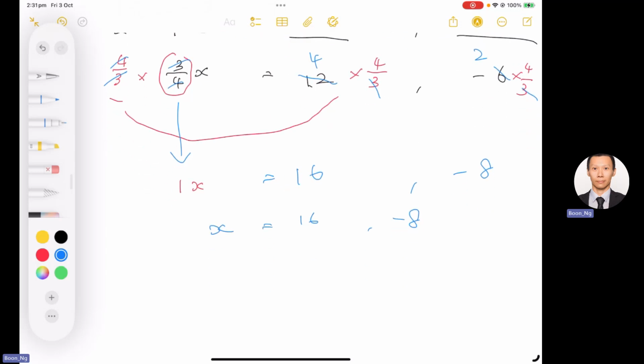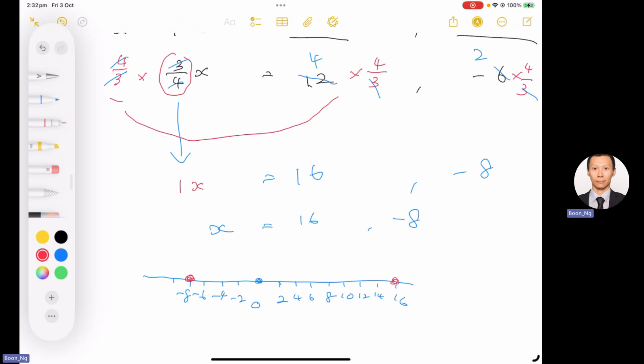If we are to graph this one, basically it will be 0 on here, then 1, 2, 3, 4, 5, 6, 7, 8. Let's do more: 2, 4, 6, 8, 10, 12, 14, 16. Minus 2, minus 4, minus 6, minus 8. So it's here and here.